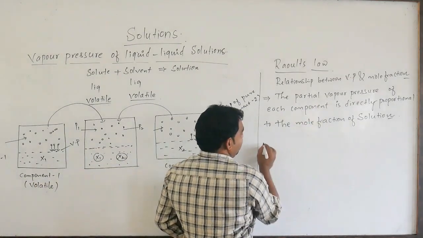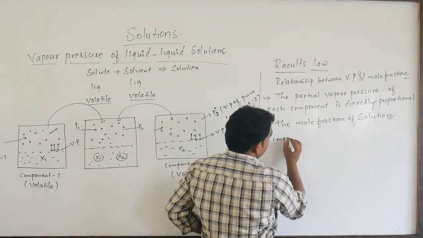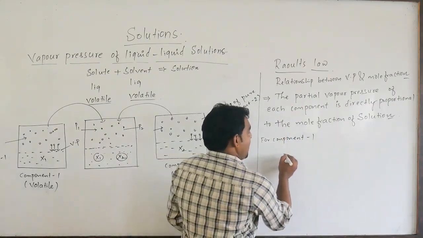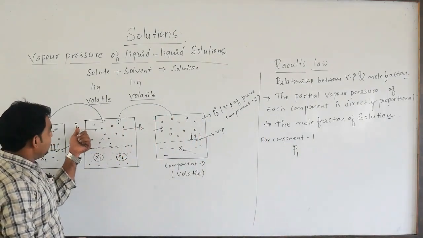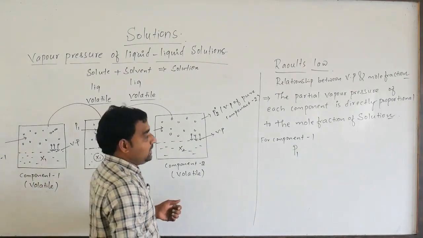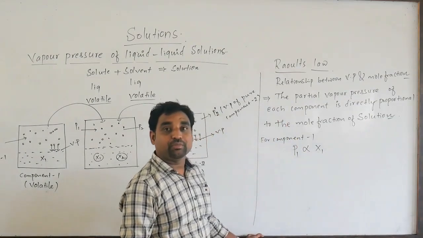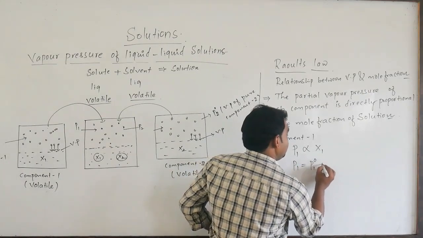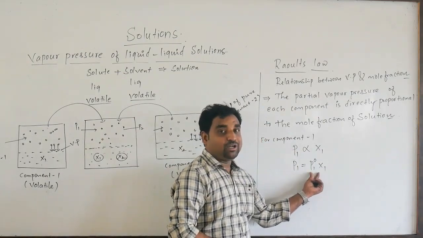So now how to write it in mathematical form? For component 1, the partial vapor pressure of the first component is directly proportional to the mole fraction of that component. That is, P1 is directly proportional to the mole fraction of the first component. Now we can write P1 is equal to P1 naught into X1. If you remove the proportionality sign, a constant comes, that is P1 naught.